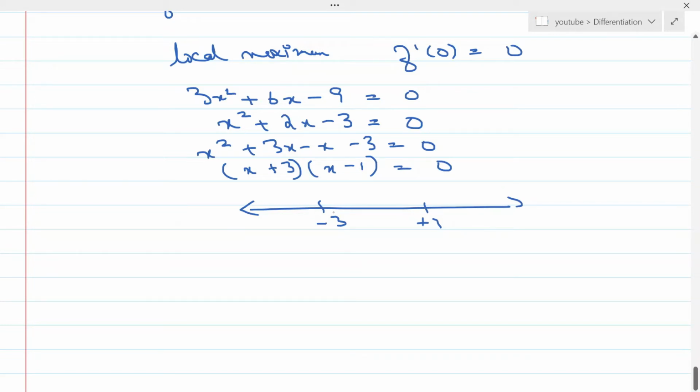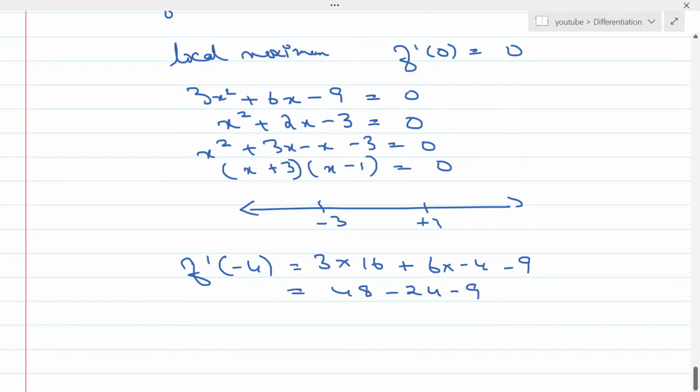So in order to make the sign diagram, I'm going to pick a value which is less than −3. Let's take −4. So I'm going to find out the value of f′(−4), which would be 3 times (−4)², which is 16, plus 6 times −4 minus 9. So this is 48 minus 24 minus 9, which is going to be a positive value, right? Which is 24 minus 9. So we're getting 15, right? So this is positive, meaning this would be a plus sign diagram.